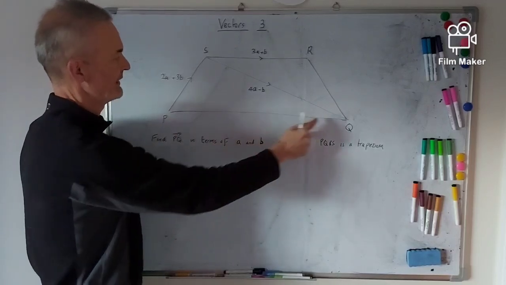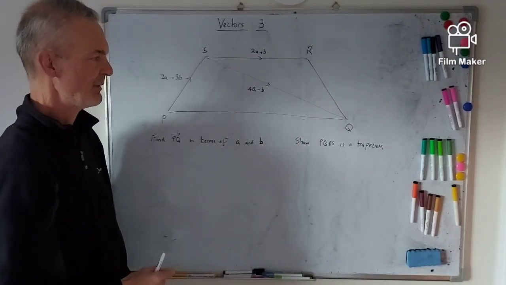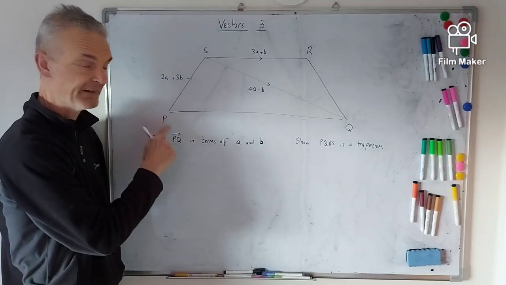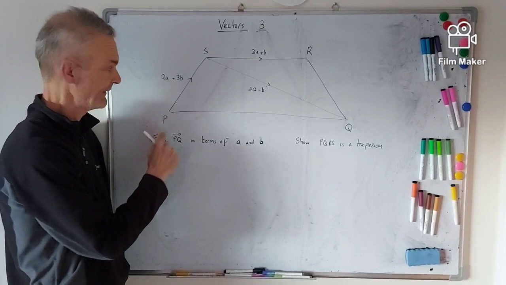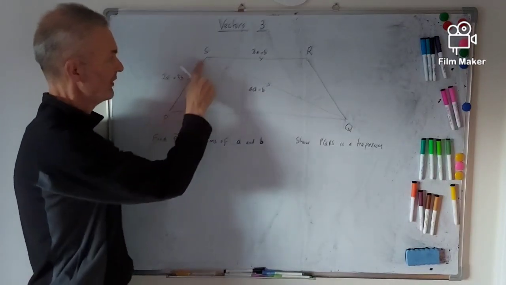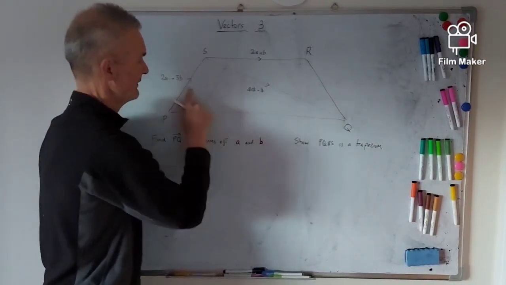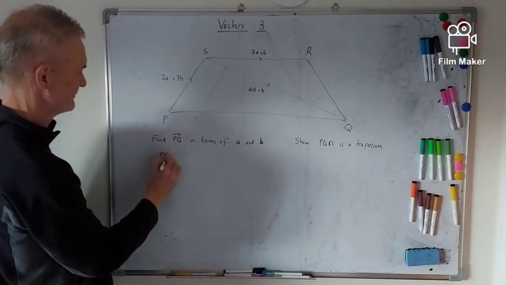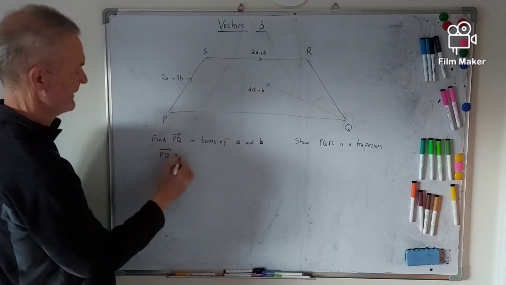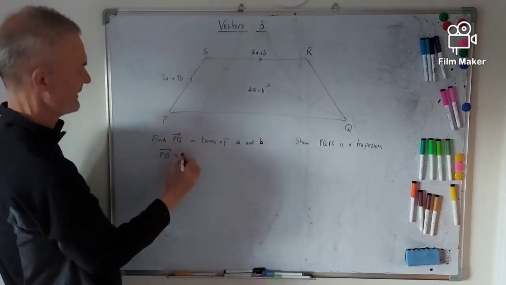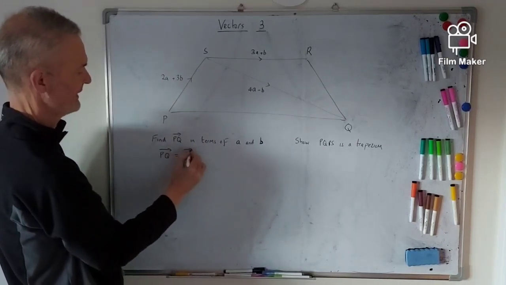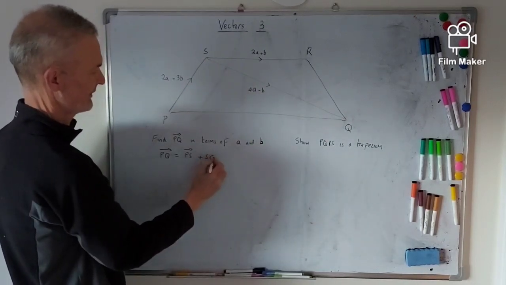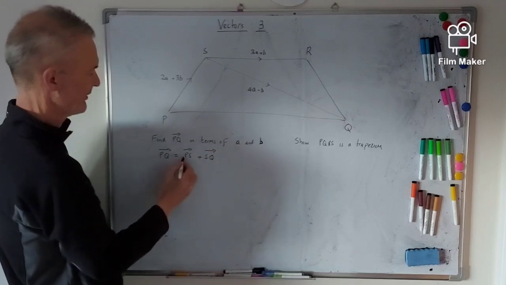So we want P to Q. Remember, on the diagram, you're looking for a route from P to Q using vectors that you've got. Hopefully you can see that you're going to go up here and down here, so you're going to be using these two vectors. So PQ is going to be found by going from P to S, so vector PS plus vector SQ.